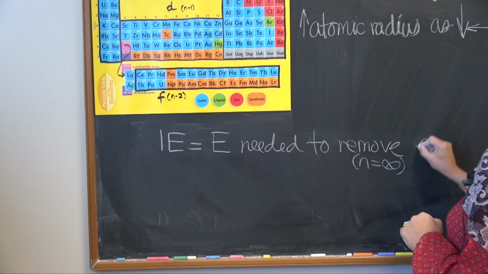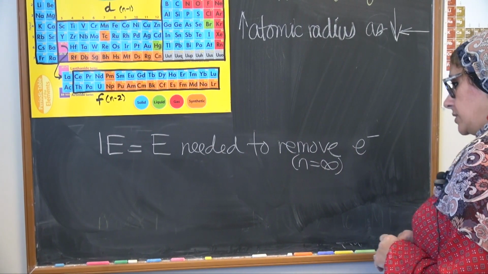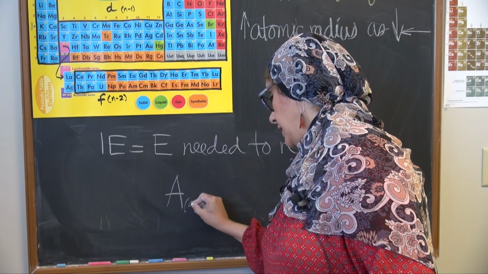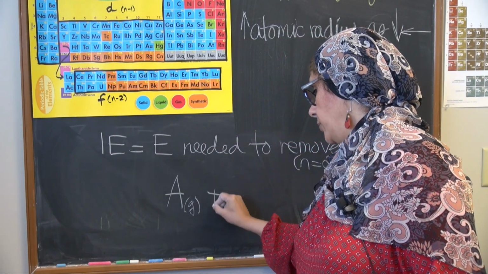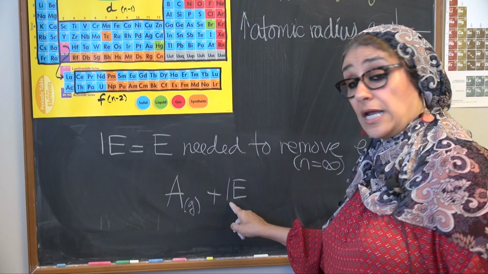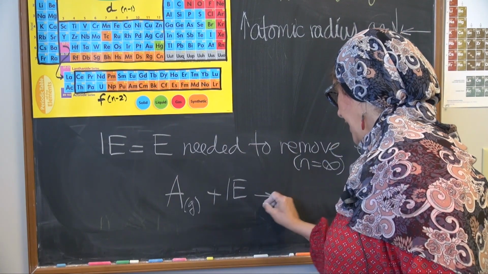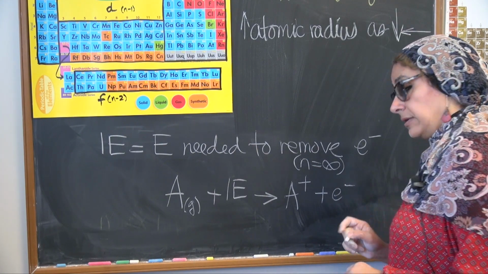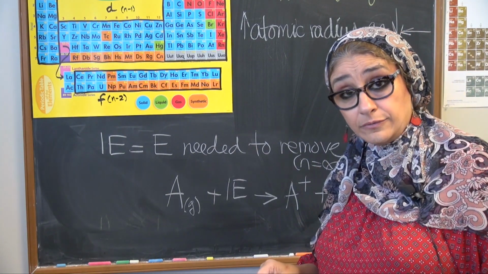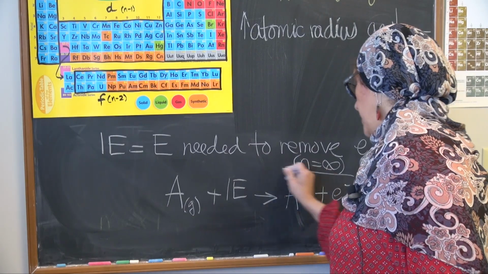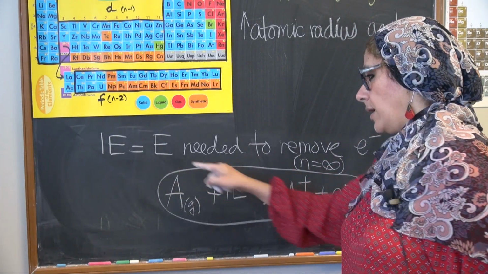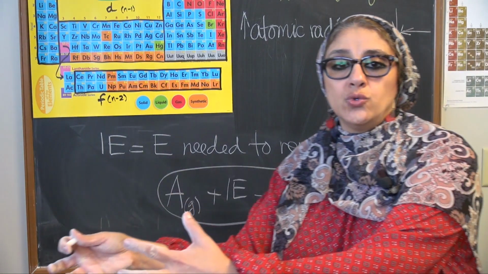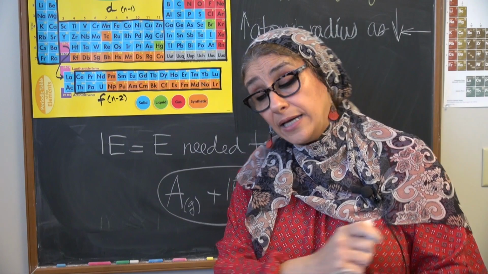To remove an electron, and symbolically what we can write it as, so we have some atom in the gaseous state. We put in a certain amount of energy. That's the ionization energy. And what happens is it loses an electron, kicks out an electron, and is left as a cation. Okay, so this is the equation that would represent what we're talking about for ionization energy. How much energy does it take to take away an electron from an atom?